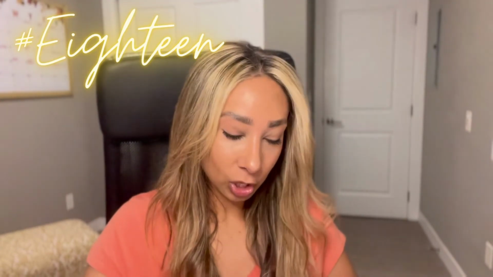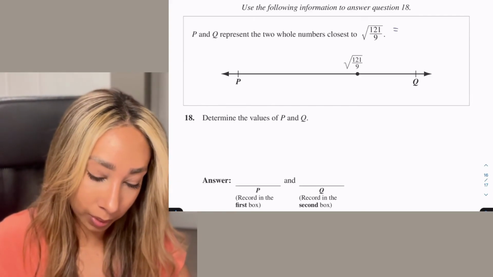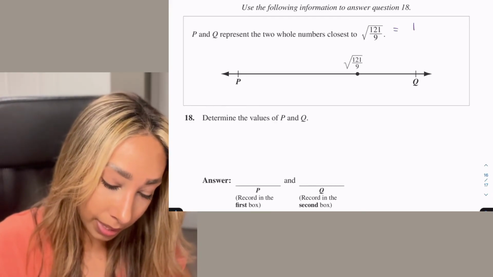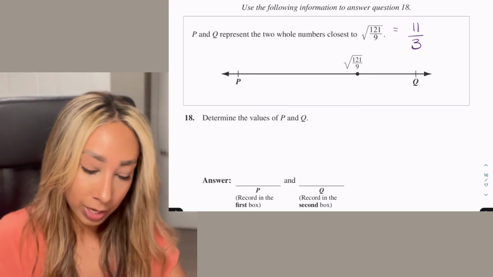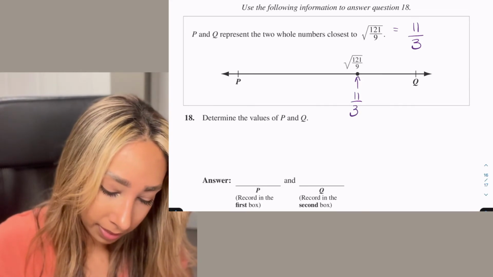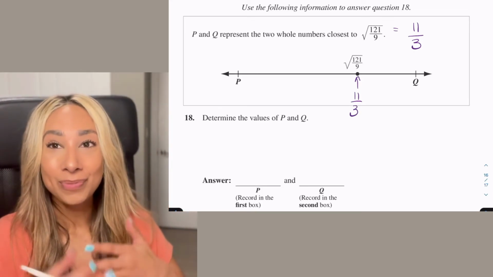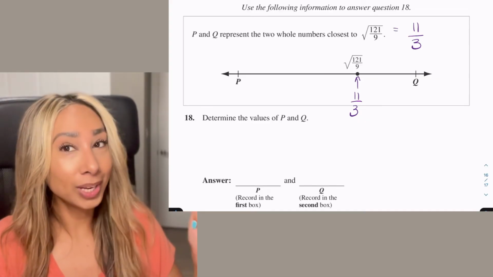Okay, question 18. So we need to figure out the whole numbers that are closest to this number here, the square root of 121 over the square root of 9. So first thing I'm going to do is just go ahead and evaluate that square root. That's going to leave me with 11 over 3. Okay, so what that means is over here, that point is 11 over 3. Now, depending on how you are with fractions or decimals, you're like, okay, well, how's that helpful? So remember, we're looking for whole numbers.